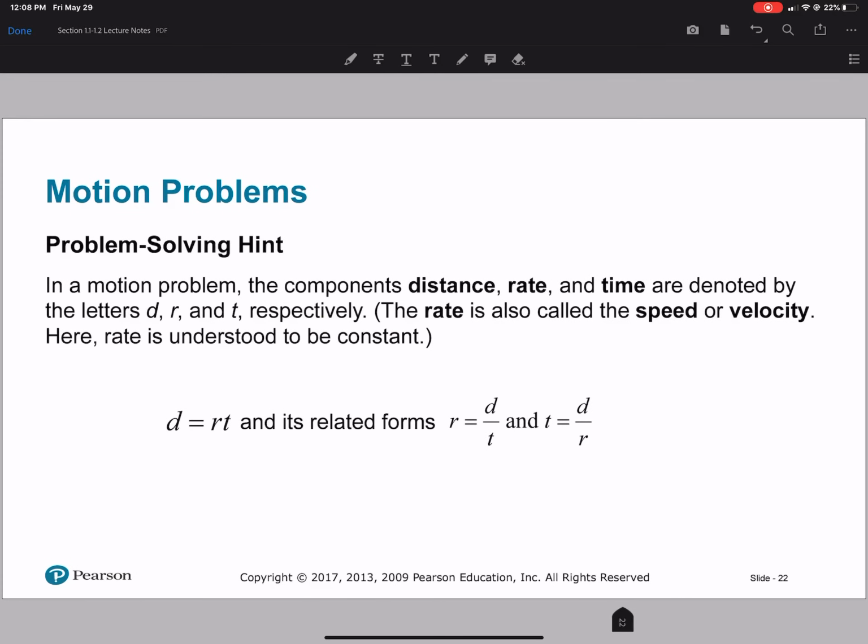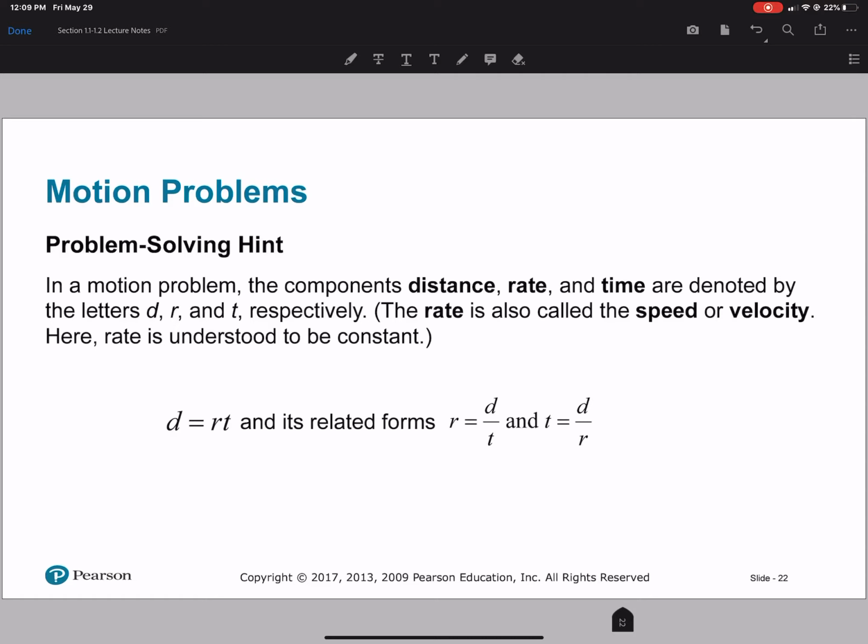So let's look at this, a motion problem. Problem hint: in a motion problem, the components distance, rate, and time are denoted by the letters D, R, and T respectively. The rate is also called the speed or velocity here. The rate is understood to be constant. So you have D is equal to RT, and its related forms are R is equal to D over T, and T is equal to D over R.